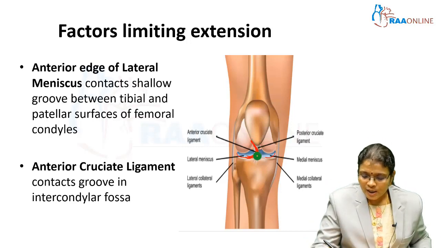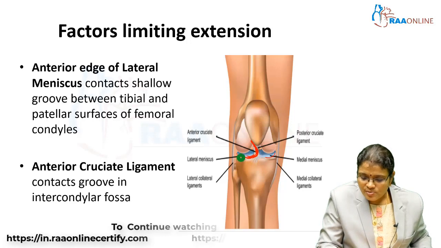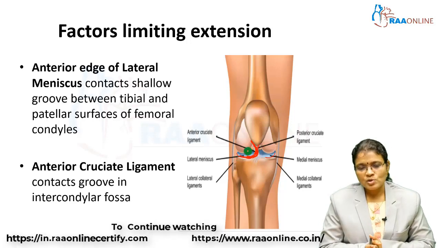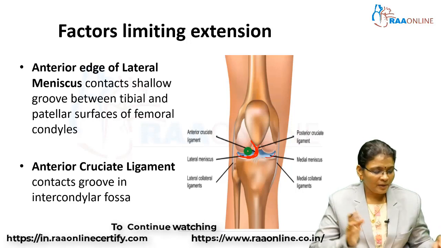Similarly, the anterior cruciate ligament, this is the meniscus, this is a cruciate ligament present in the intercondylar fossa, also prevents hyperextension.